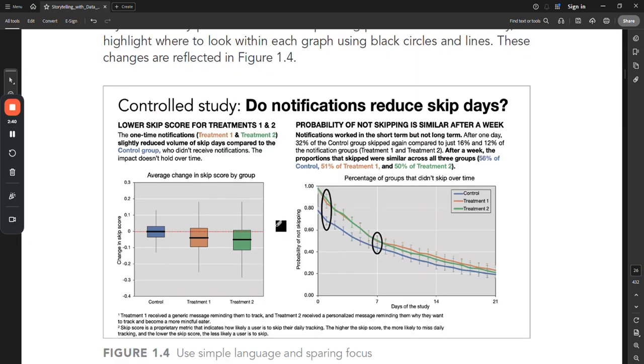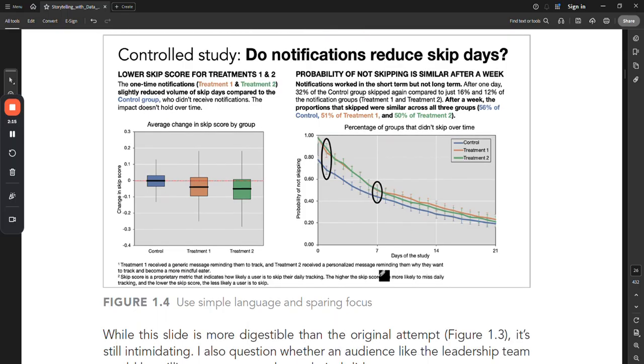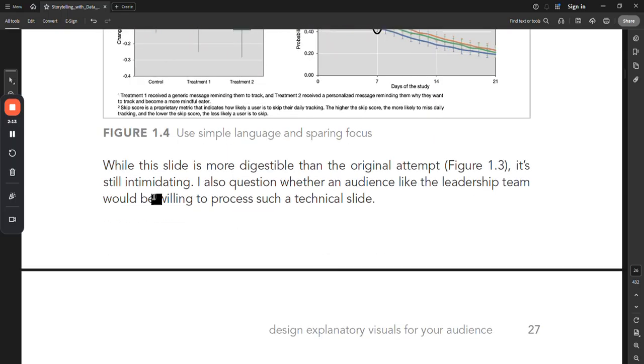So here again, you can see there's a lot of detail on this slide, but notice the change. In this graph, she has highlighted the data she wants to focus on, which is good in a way to direct your audience, like we've spoken about previously. But it's not enough because there's still too much information being shown to your audience. So, like you said, while this slide is more digestible than the original attempt, it's still intimidating.